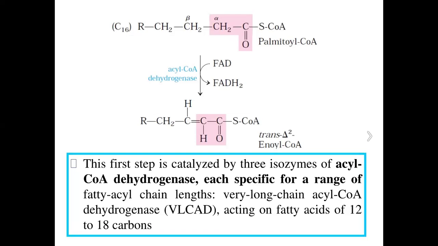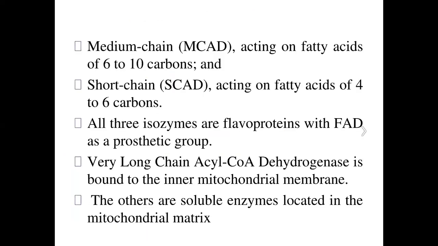the reaction is catalyzed by 3 isozymes of this acyl-CoA dehydrogenase, and each of them has its own specificity for the chain length of the fatty acid. Very long chain acyl-CoA dehydrogenase acts on fatty acid that has 12 to 18 carbons, and we have medium chain acyl-CoA dehydrogenase, MCAD, that acts on fatty acid of 4 to 14 carbons, and we have short chain acyl-CoA dehydrogenase, SCAD, which acts on 4 to 8 carbon atoms.